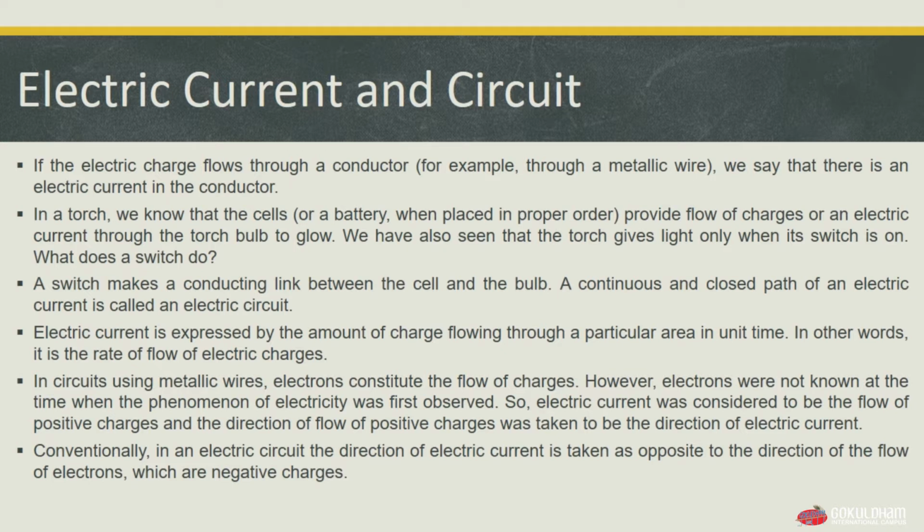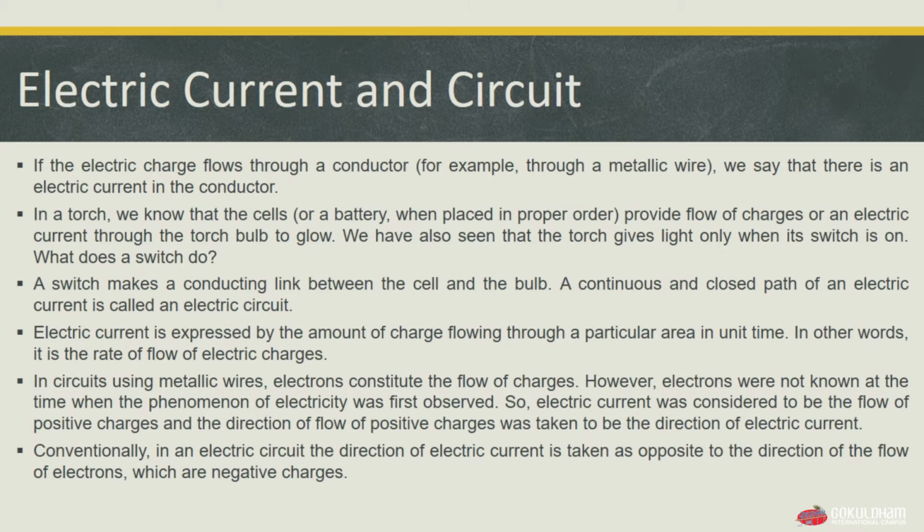In a torch, we know that the cells or battery placed in proper order inside that torch provide flow of charges, or an electric current, through the torch, due to which the bulb in the torch glows. We have also seen that the torch gives light only when its switch is on. When the switch is off, it does not give us light.